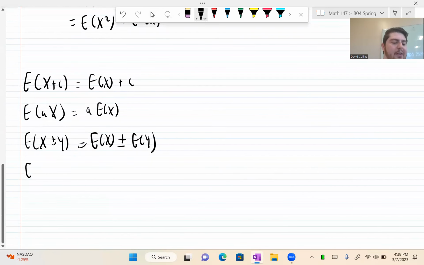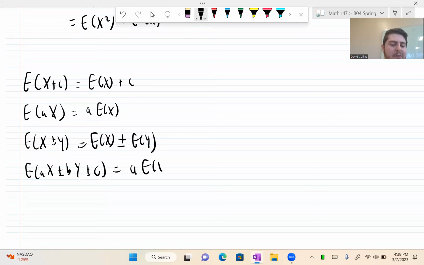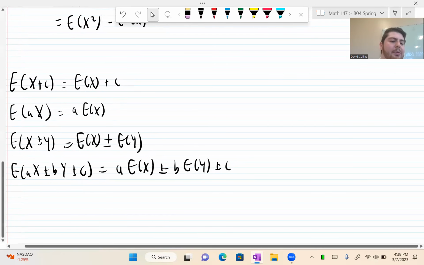So a condensed way of writing this all would be like this. You don't have to write this if the first 3 are enough, but if you saw something like this, the bottom one is me putting the other rules together. So expected value has a lot of really nice properties. These are definitely the kind of things you want to put in your flashcard too.